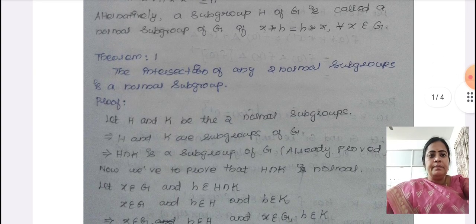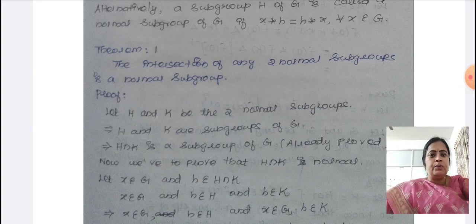So let us see some basic theorems. Theorem number 1: the intersection of any two normal subgroups is a normal subgroup. Let us take H and K to be two normal subgroups, which gives that H and K are subgroups of G, because a normal subgroup must be a subgroup of G. Then H intersection K is a subgroup of G. We have already proved this in a theorem: if H and K are subgroups of G, then H intersection K is a subgroup of G.